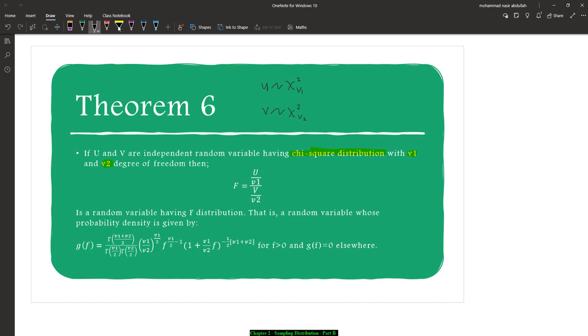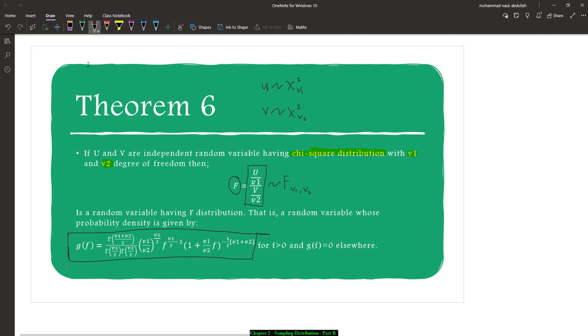So if we take the fraction of U and V, you're going to have an F distribution with V1 and V2 degrees of freedom. So this is the PDF for the F distribution, where it involves two random variables U and V. Remember, this is a chi-square distribution divided by a chi-square distribution. So this is theorem number 6.